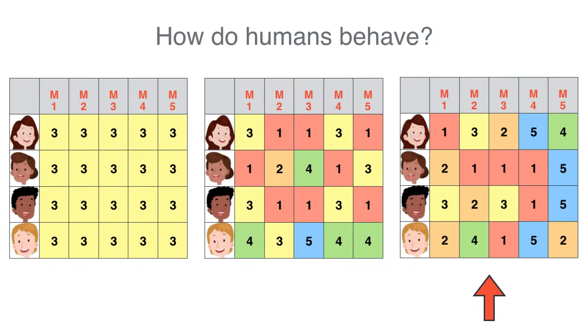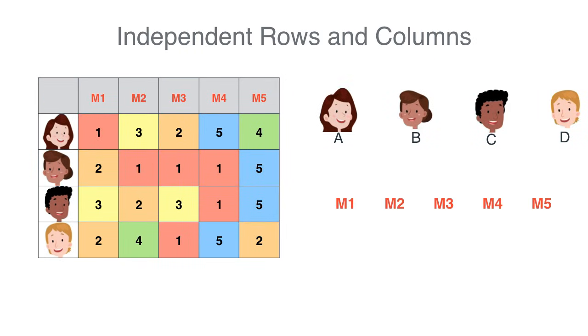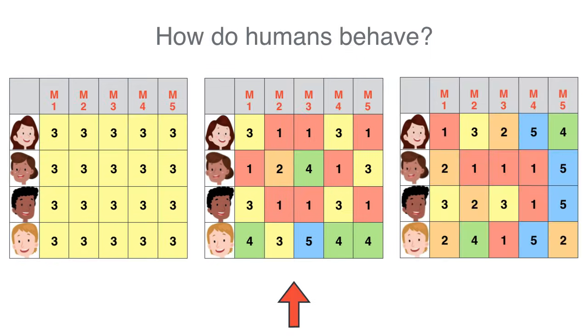Now let's look at the third one. The third one is made by all random numbers. So that one basically assumes that all humans are completely different in terms of preferences and that all movies are completely different in terms of ratings by humans. And that one's also not very realistic. It turns out that this table has a lot of dependencies. Humans sometimes are similar to each other and movies sometimes are similar to each other. So it turns out that the table that is more realistic is the one in the middle.